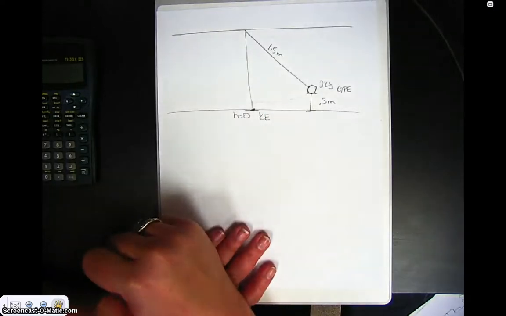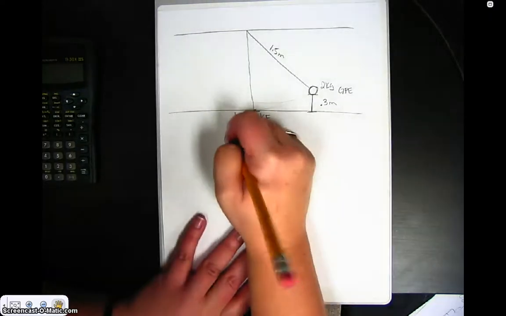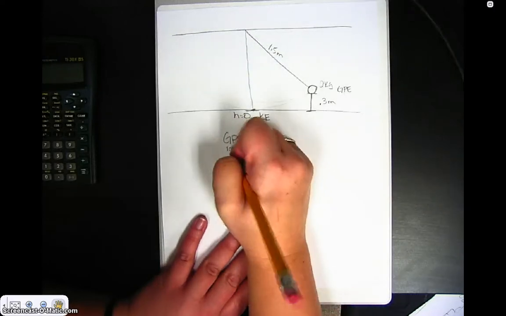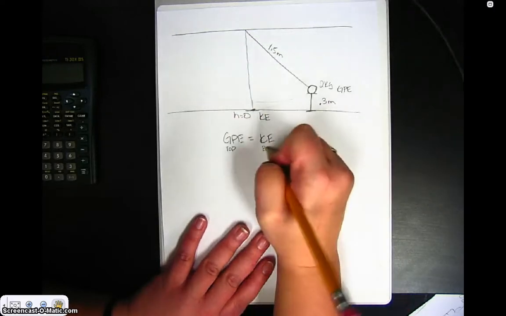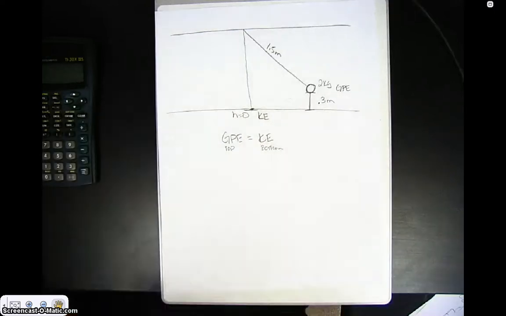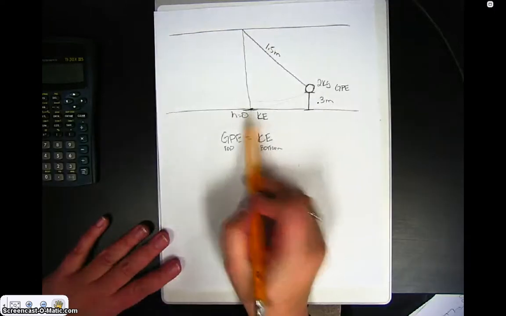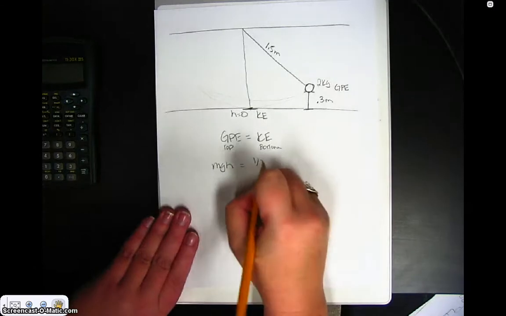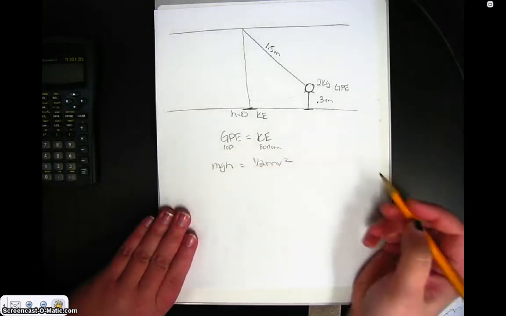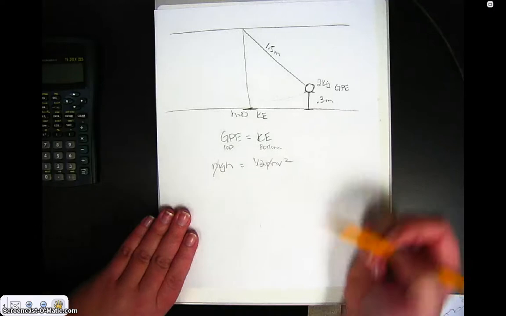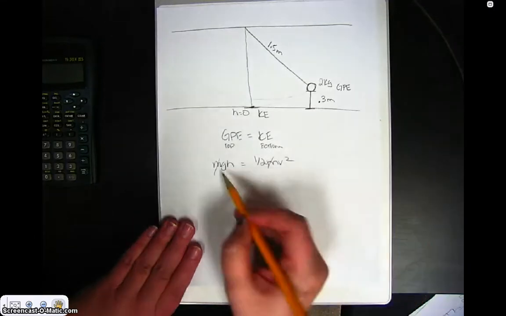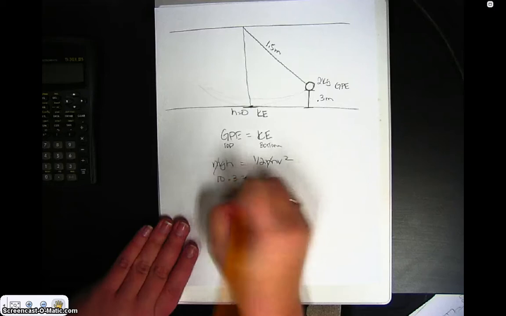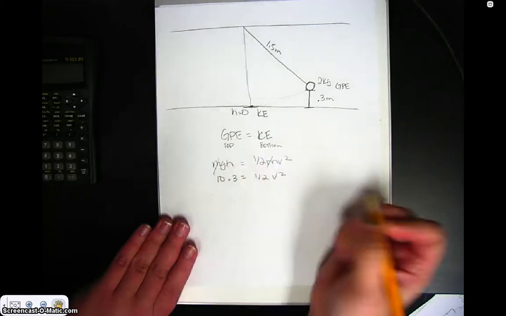So in an instant like this, I can set gravitational potential energy equivalent to kinetic energy. This is at the top of the swing, and this is at the bottom of the swing. So let's figure out how fast it's going when it gets to the bottom. We have mgh is equal to 1/2 mv squared, and in a lot of these instances the mass is going to cancel like we've seen before. So we just have gravity, which is 10 times 0.3 equals 1/2 v squared.